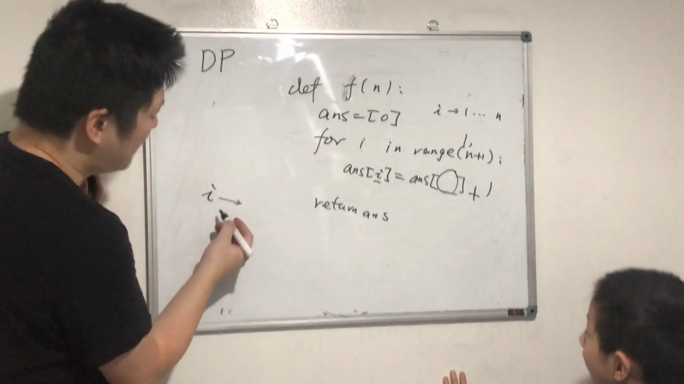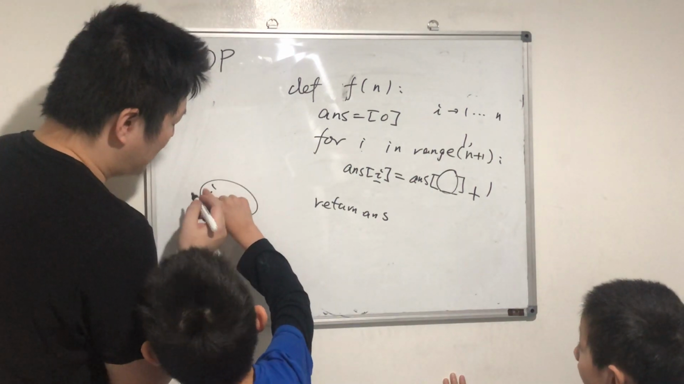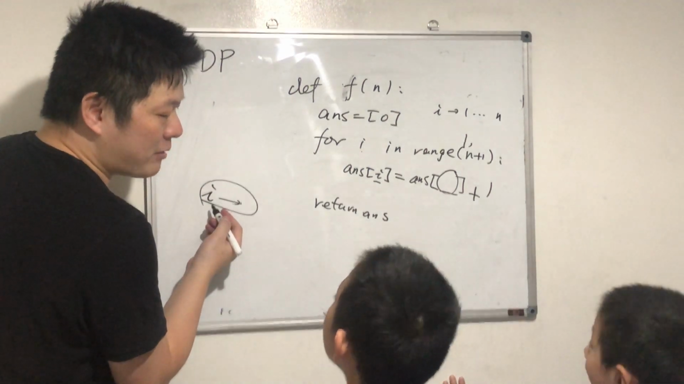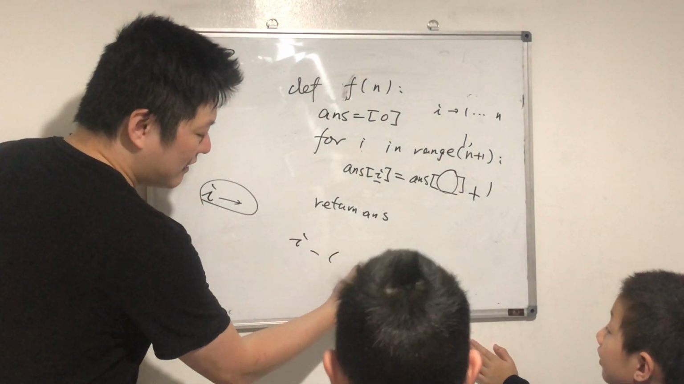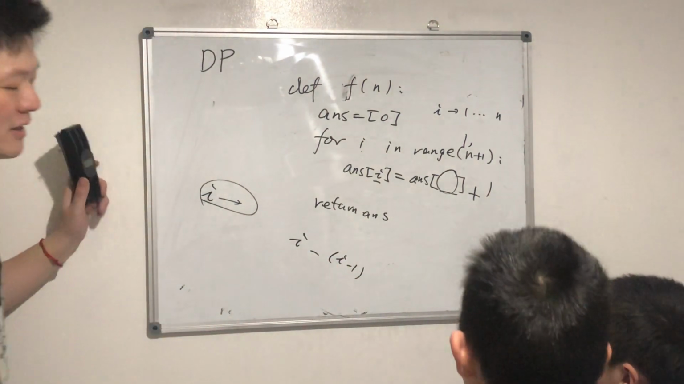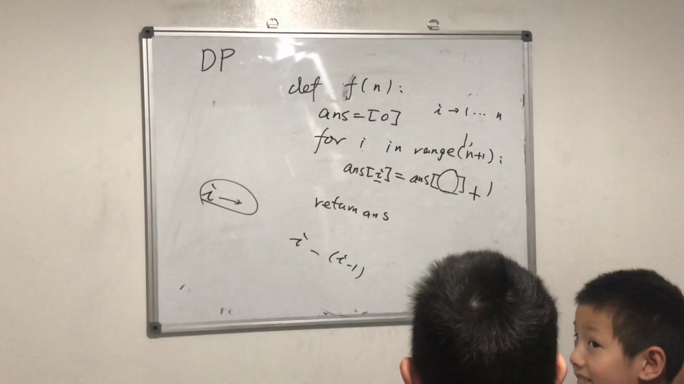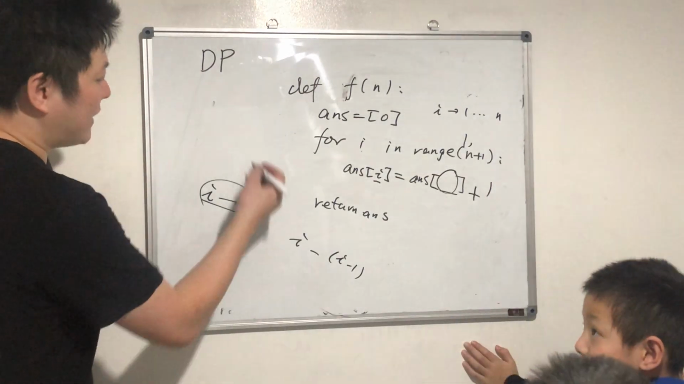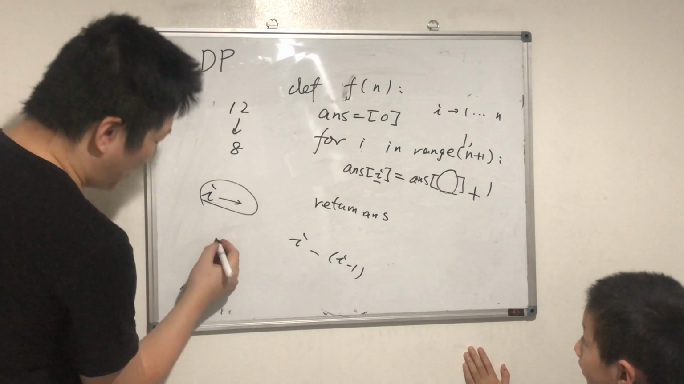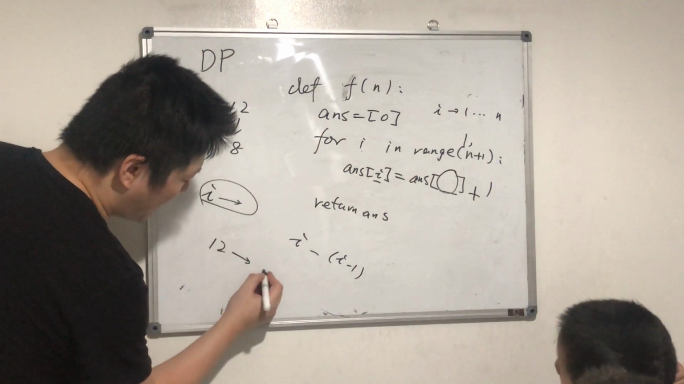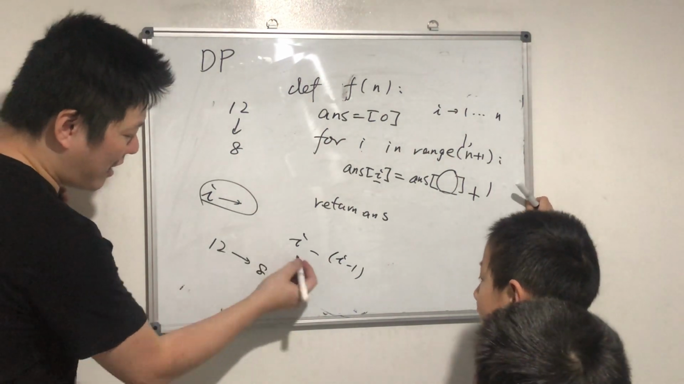So I want to get rid of the rightmost 1. What should I do? i in range, i minus 1. I talk about that all the time. 12 becomes 8. How does 12 become 8? You take away 1 bit. Okay, so how do we take away a 1 bit?